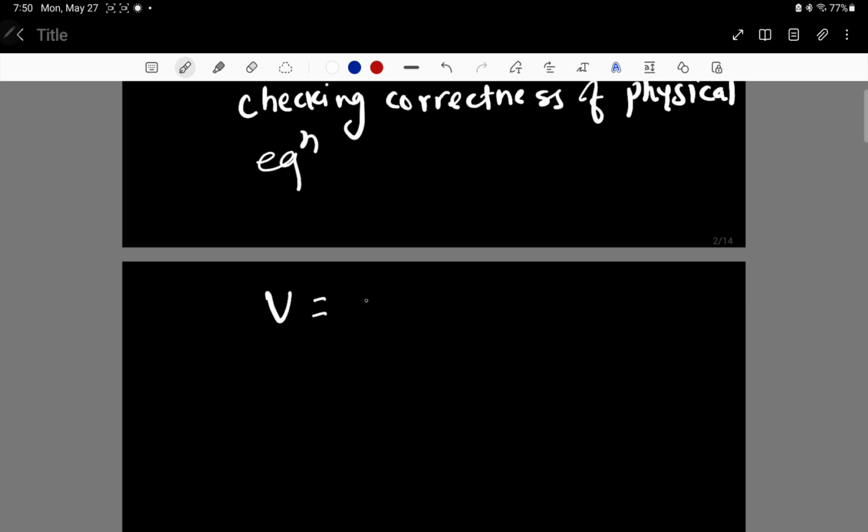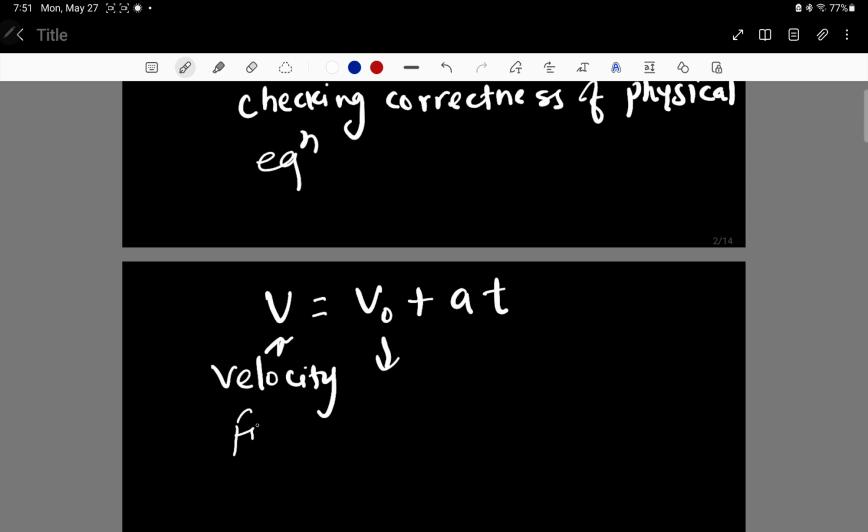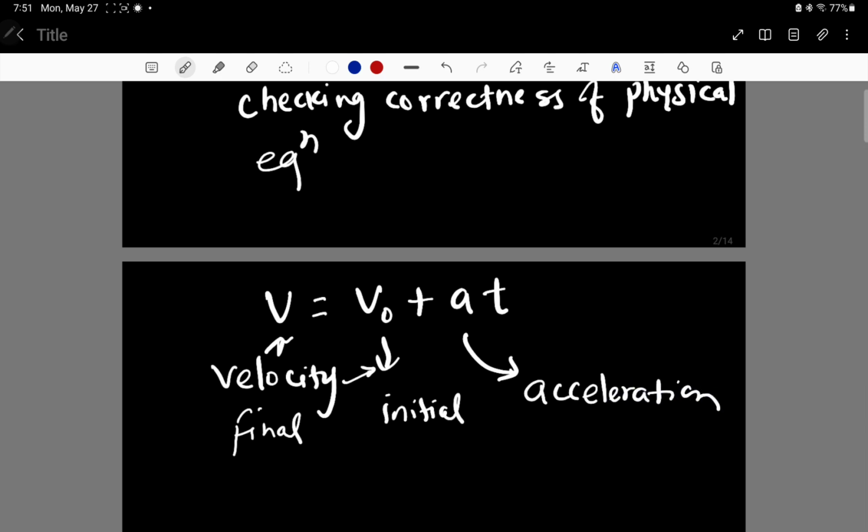Suppose final velocity is equal to initial velocity plus acceleration times t. If you don't know about all these parameters, what is final velocity, what is initial velocity, acceleration and time, don't worry about it. In chapter 2 and chapter 3, we'll dedicate our time to understand these variables and derive all these sorts of equations. Okay, so these two are velocities. This is final velocity, and this is also velocity, but this is initial velocity, this is acceleration. And this tiny guy here is time, okay?